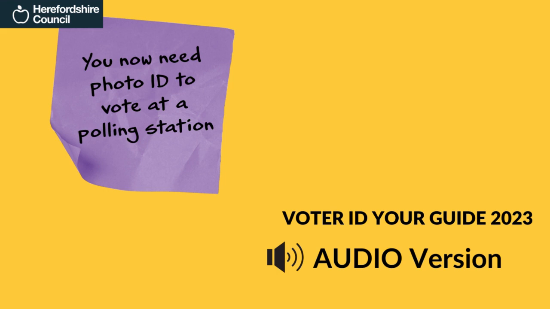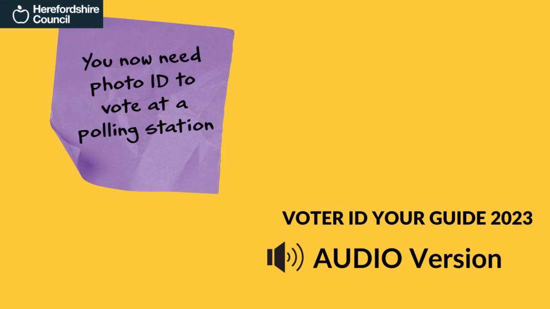Question: I can't find my national insurance number. Can I still apply for free voter ID? Answer: yes. Your local council will contact you to ask for a different proof of identity. This could be a birth certificate, utility bill or bank statement.